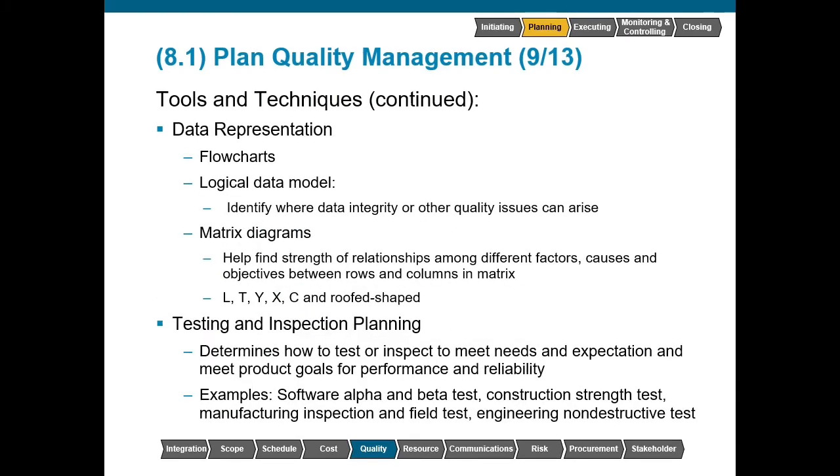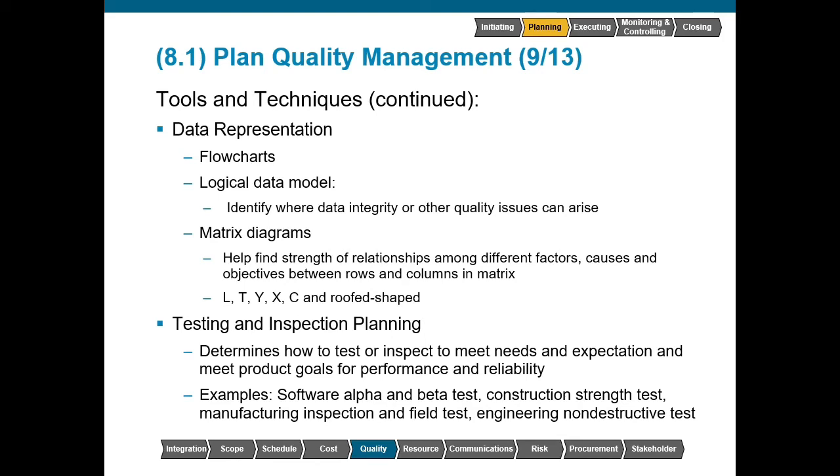Within data representation, we could use flowcharts, which we'll see an example of pretty shortly. A logical data model is where we identify data integrity or other quality issues by using plain business language for all of our organizational data after we've removed technology.